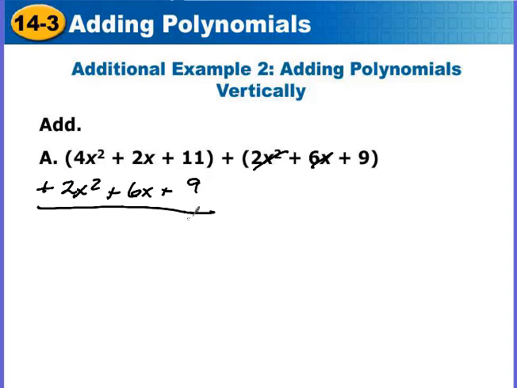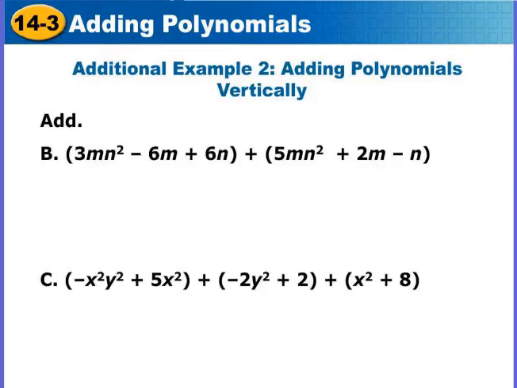Now the nice thing about this is that everything is already lined up nice and neat for us. So the 11 and the 9 make 20, plus the 6 and the 2 make 8, plus, and the 4x squared and the 2x squared make 6x squared. Now it's up to you whether you want to do it this way. I like the horizontal way just fine. But you will see a few problems on your assignment that are written in the vertical format. But they've already been written vertically for you.